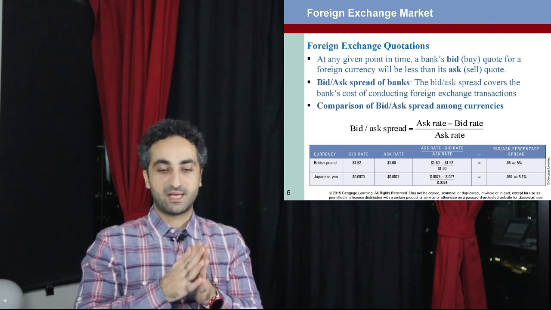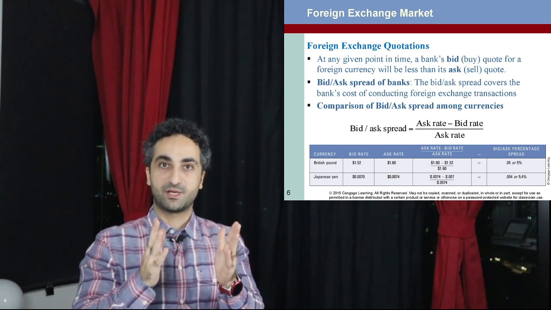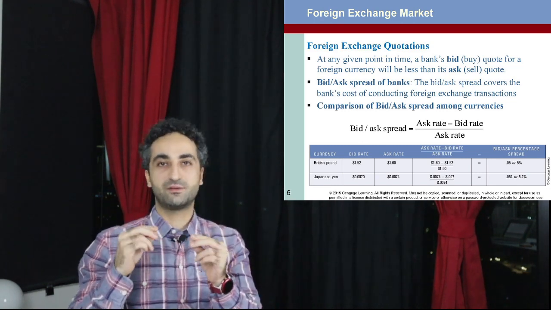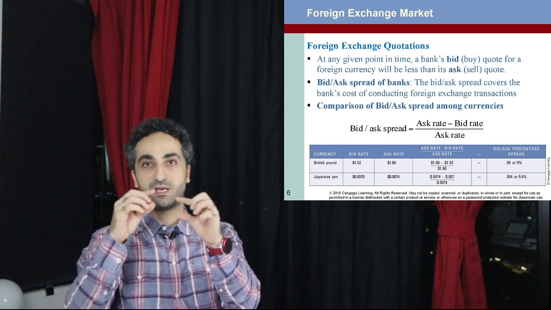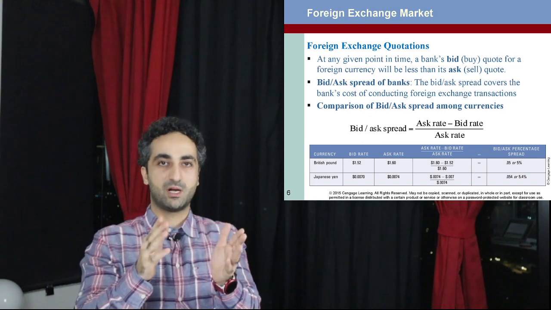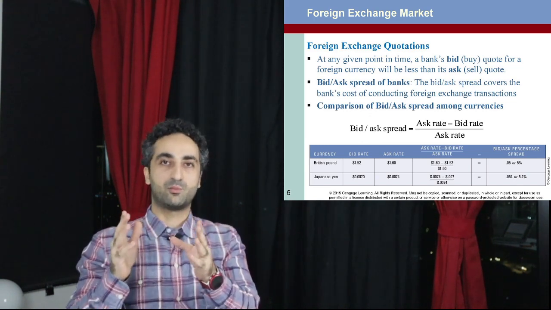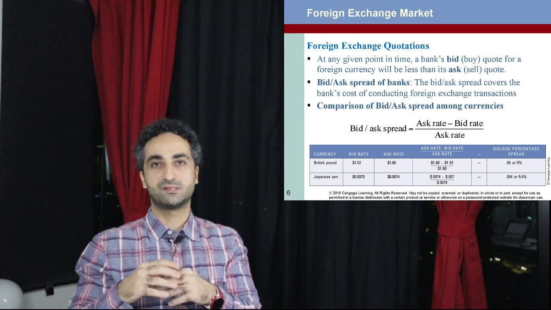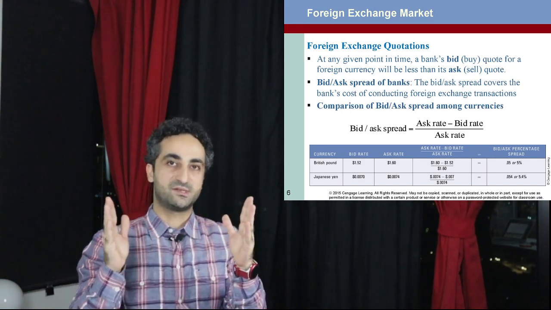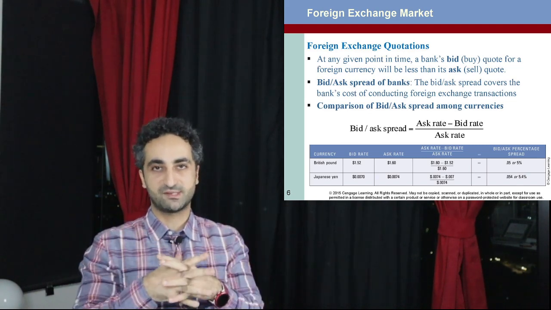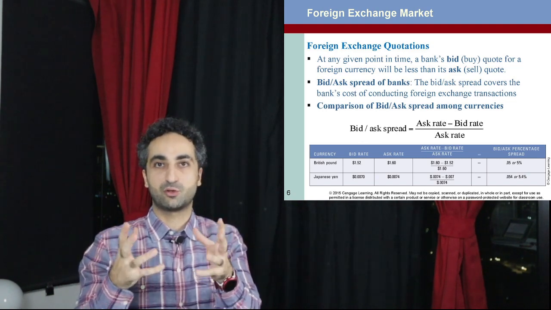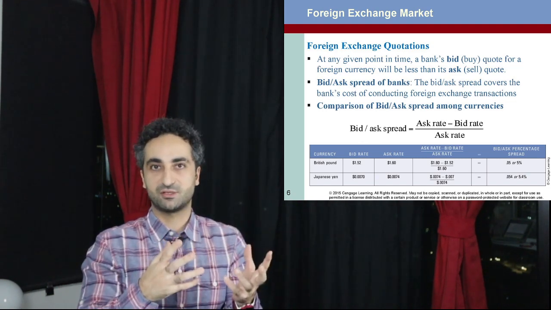So bid-ask spread of banks, what's this spread? Why is there a difference? We discussed why. Now we noticed that for other currencies this spread can be bigger. So we discussed USD 4.0 bid, 4.10 ask. However, let's say we go to Japanese yen, we notice that the spread is higher in percentage terms, of course. Why is that? Because maybe the cost to deal with this currency is higher.